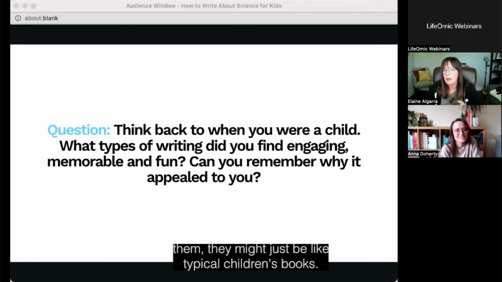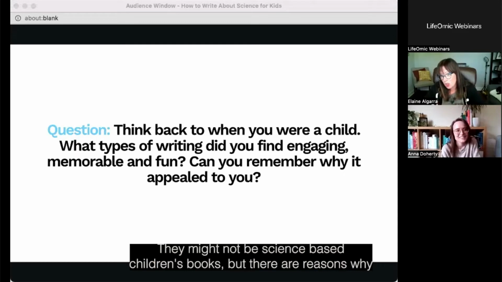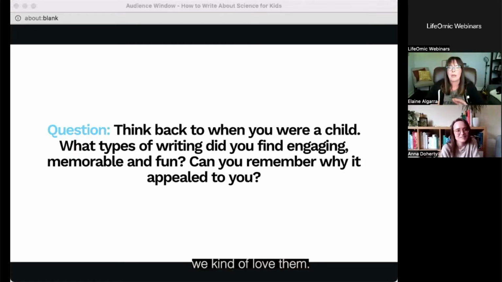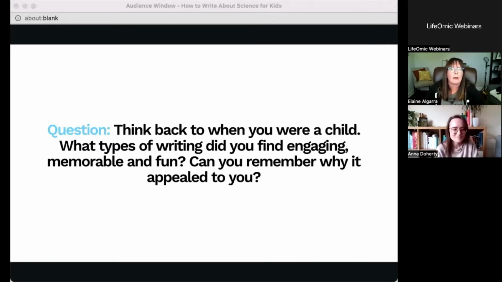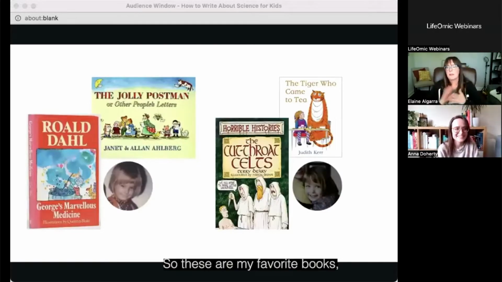Some of them might just be typical children's books. They might not be science-based children's books, but there are reasons why we love them. So these are my favorite books.